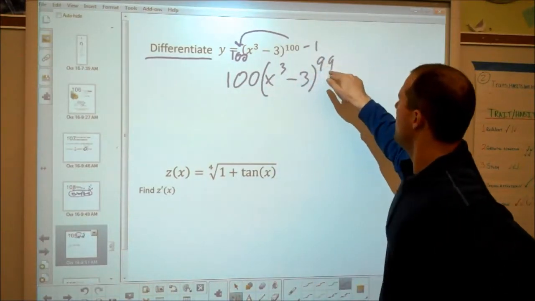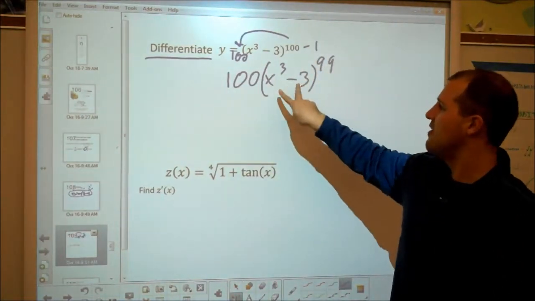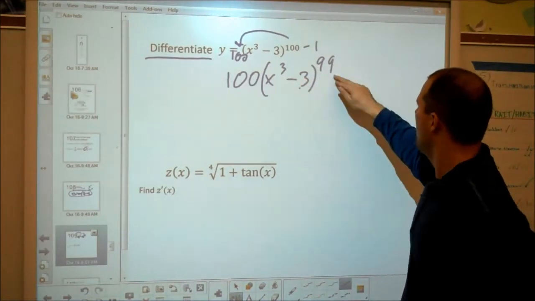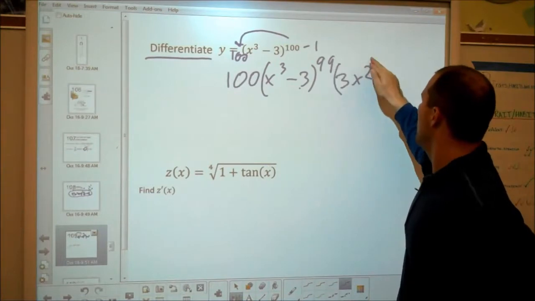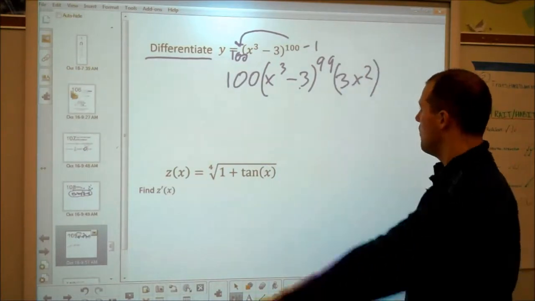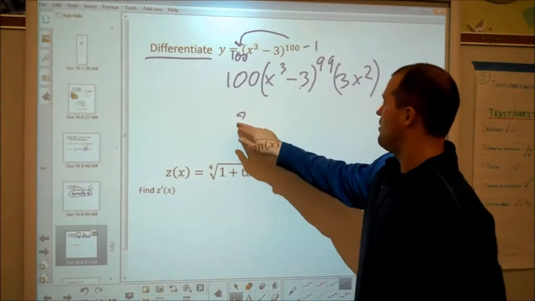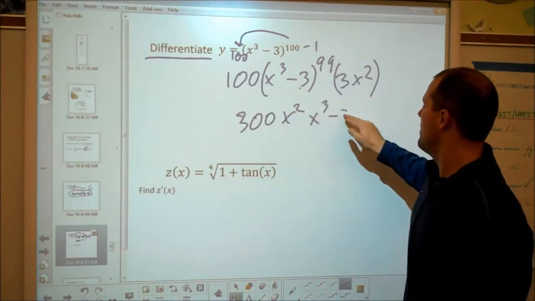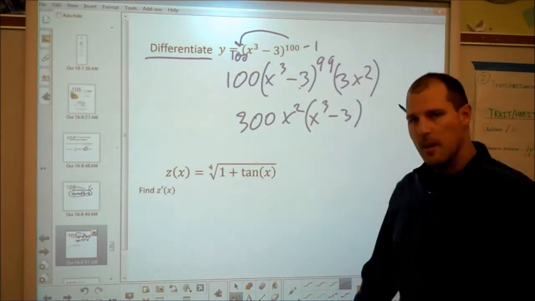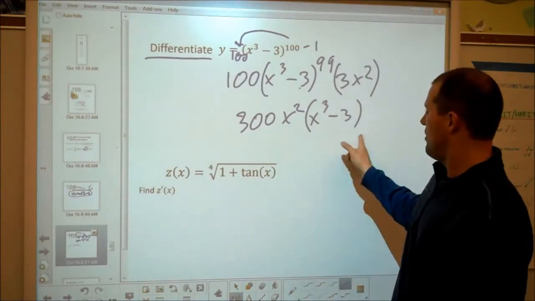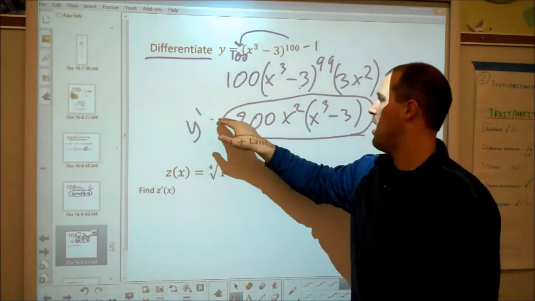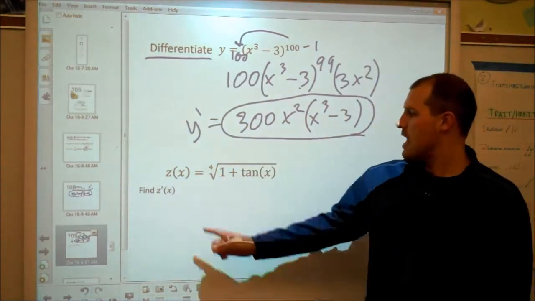Quantity to the 99th, multiplied by the derivative of the inside. A lot of people forget this when they're learning. You've got to differentiate that right there. That's 3x squared. Now, if you want to simplify this, if you want to multiply the 3 and the 100 together and get 300x squared times x cubed minus 3 to the 99th, that would be fine. Probably a good idea to do that. So there's our derivative. Okay? And if we were really sharp, we'd say y prime equals. Okay? Now that lines up with this.